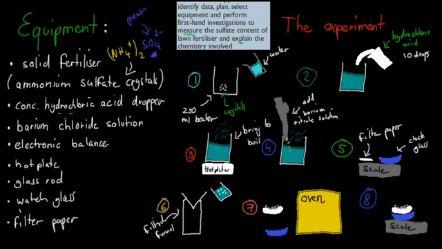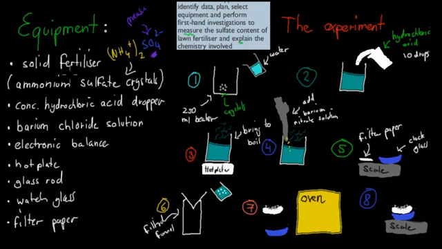We have concentrated hydrochloric acid in a dropper bottle. We've got barium chloride solution, also in a bottle. We also have an electronic balance, a hot plate, a glass rod to stir with, a watch glass, and a filter paper. The experiment would have different steps.